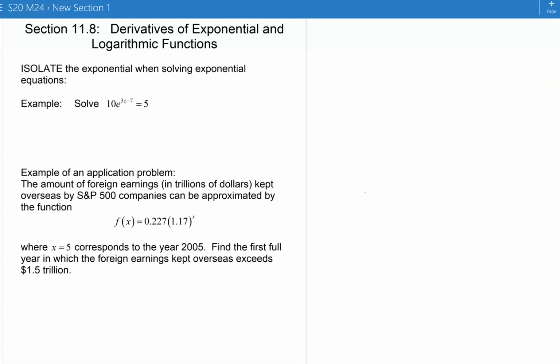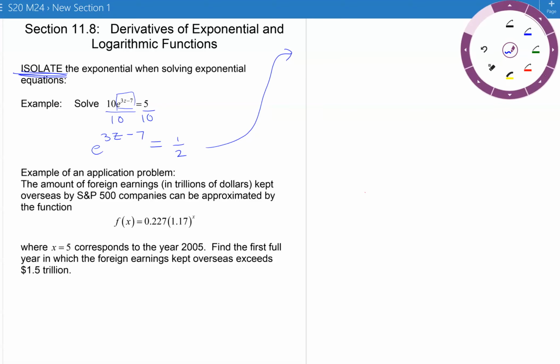Okay, one more example of solving an exponential equation using logarithms. And it's essential that you isolate the exponential part before you start solving. So you should divide both sides by 10 and have e^(3z-7) = 1/2.